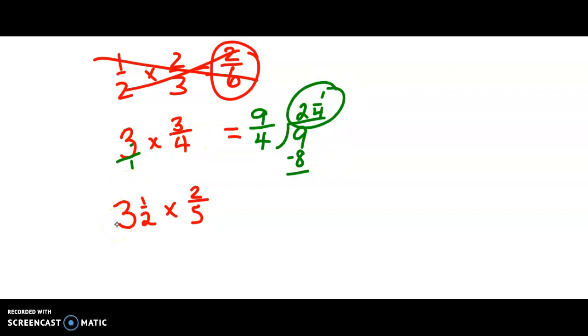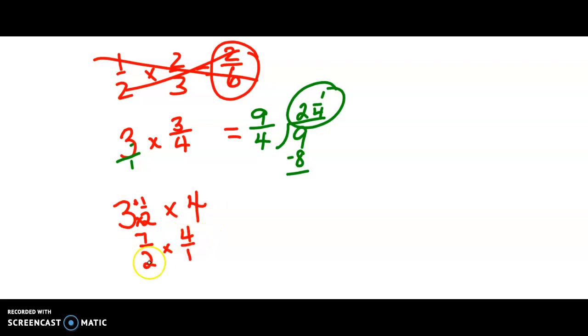We could also have a mixed number. Sorry, I didn't mean this. Sorry, total mistake there, guys. My fault. So we could have a mixed number times a whole number. Okay, so when I have 3 and 1/2 times 4, I have to change 3 and 1/2 into an improper fraction. So 2 times 3 plus 1 is 7 halves, and then my whole number needs to go over 1.